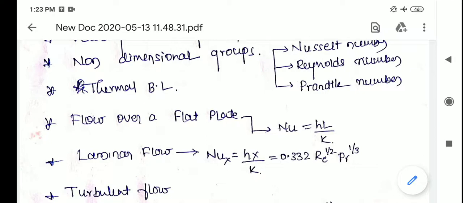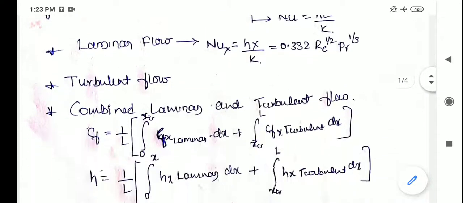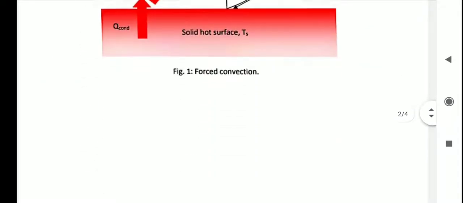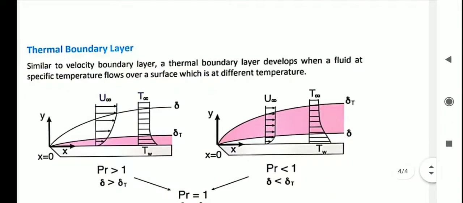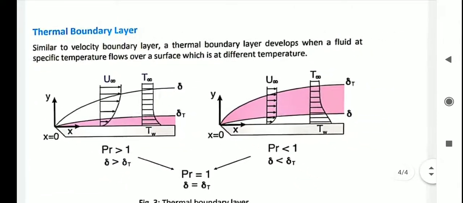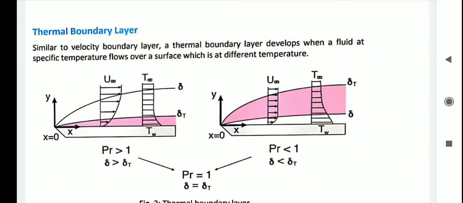Next is the thermal boundary layer. It is similar to the velocity boundary layer. A thermal boundary layer develops when the fluid at a specific temperature flows over the surface.